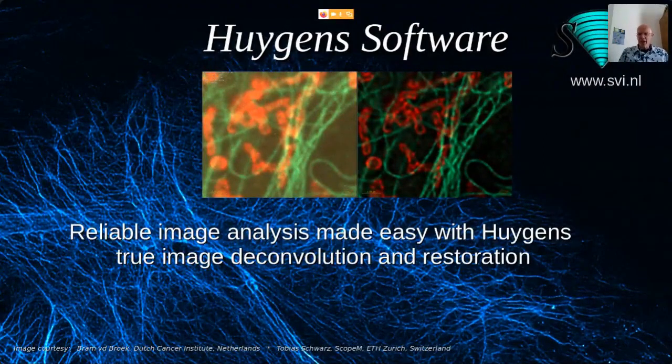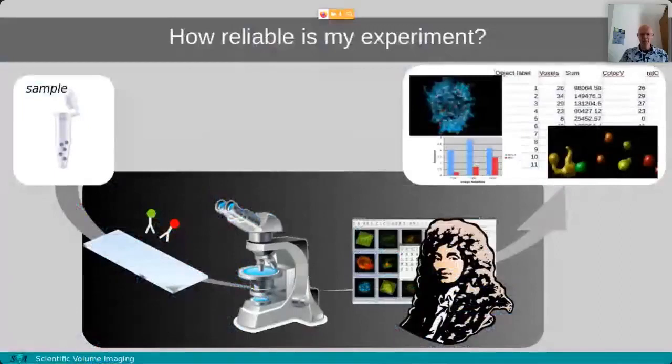So I'm from SVI, from the Huygens software. That is the software that we develop, and we exist for more than 25 years now. And we started with deconvolution, and we are already busy for years also with restoration and analysis. And I'm very happy with the previous talk about the point spread function, which saves me some time in explaining that. So let's go further.